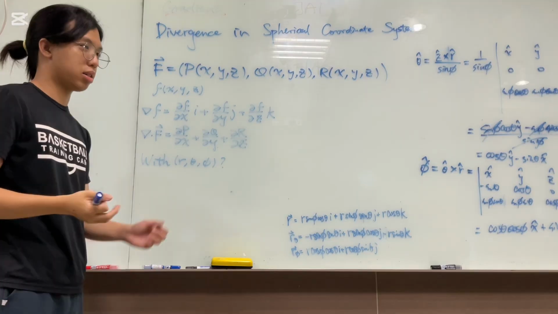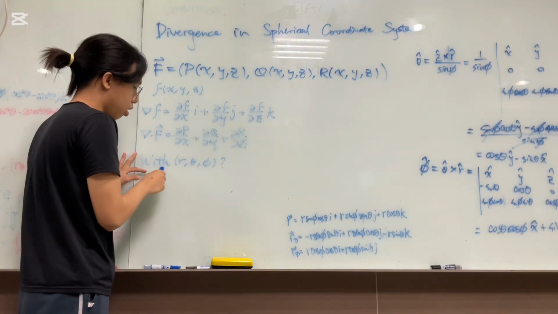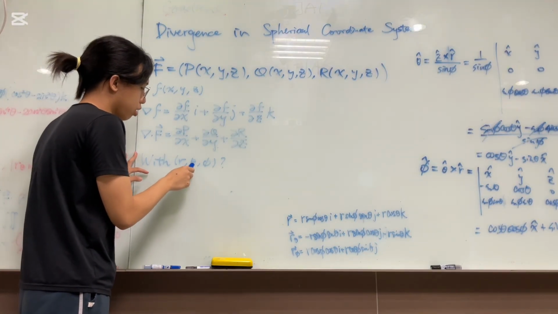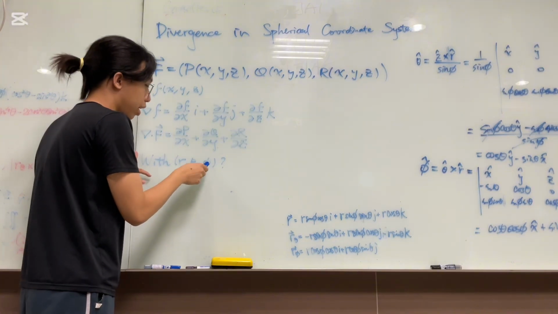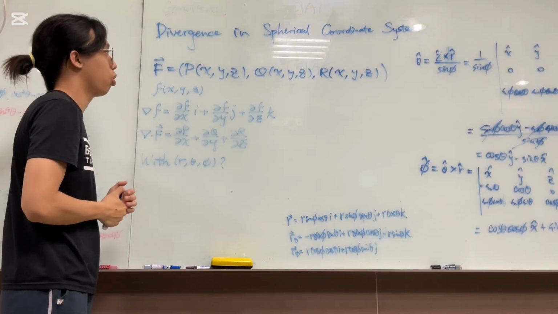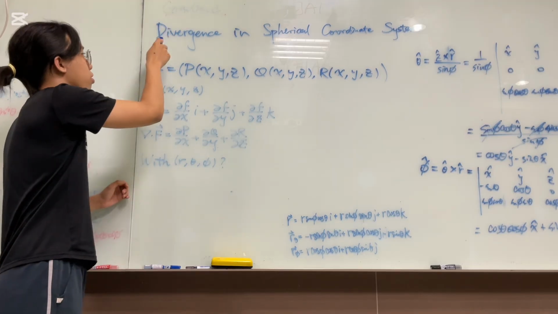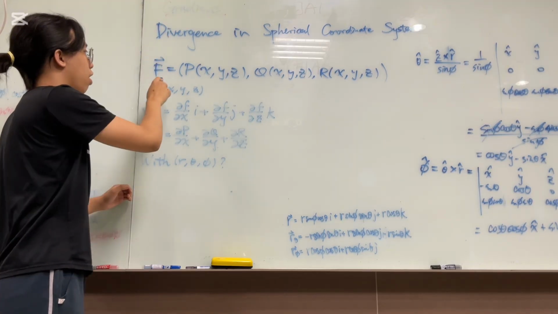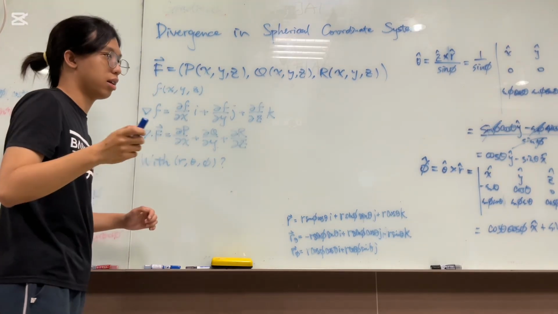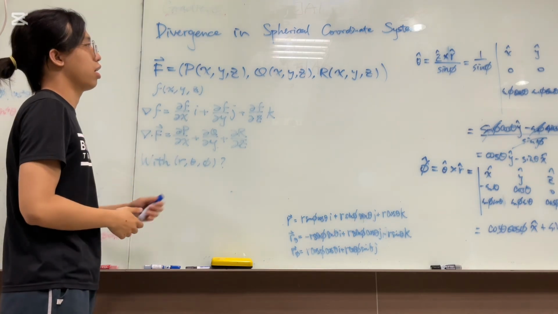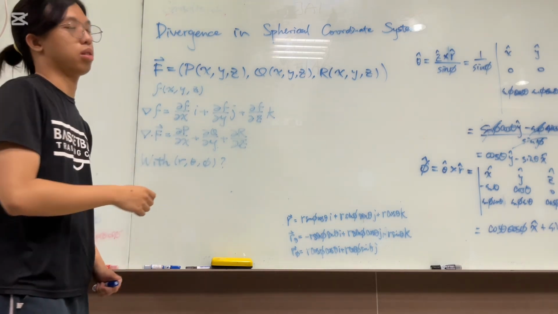But what if the components are r, theta, and phi? So what we want to do is find the gradient and the divergence of a vector field and scalar function in spherical coordinate system.